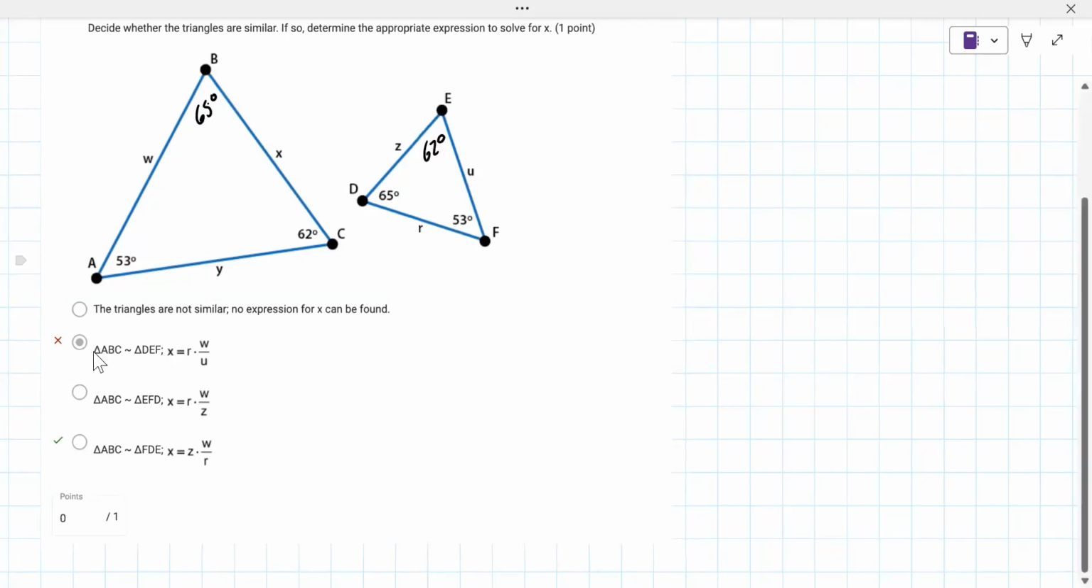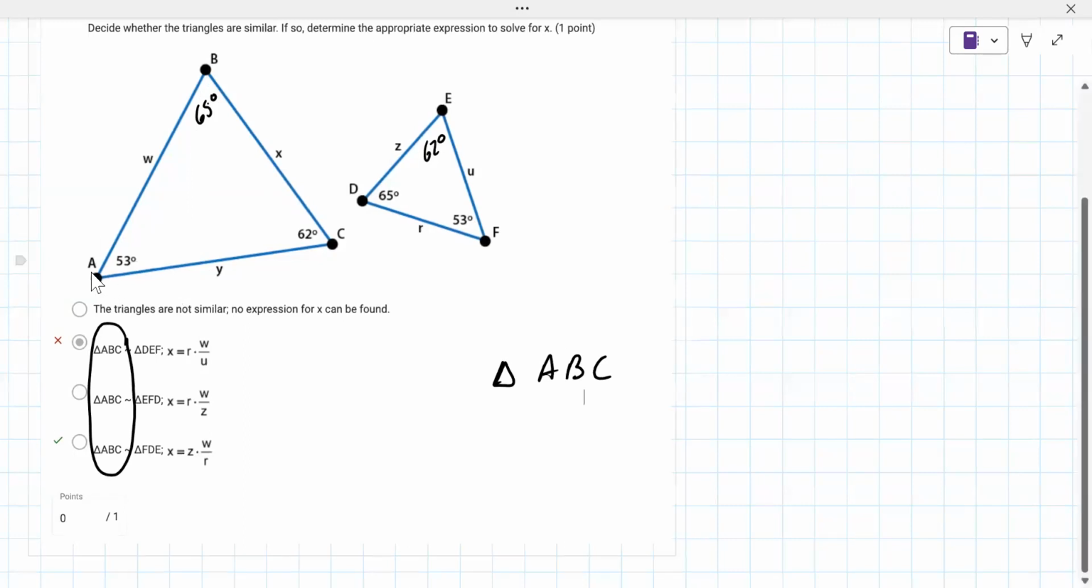And so now you have all three angles the same. But before, you don't even have two angles. You just know that 53 is equal to 53. You don't know if the 65 here is equal to B or not until you find it. So once you find the missing angle, then you can say, okay, it's AA. Then comes the part where you have to look at the answers and recognize that these are all ABC.